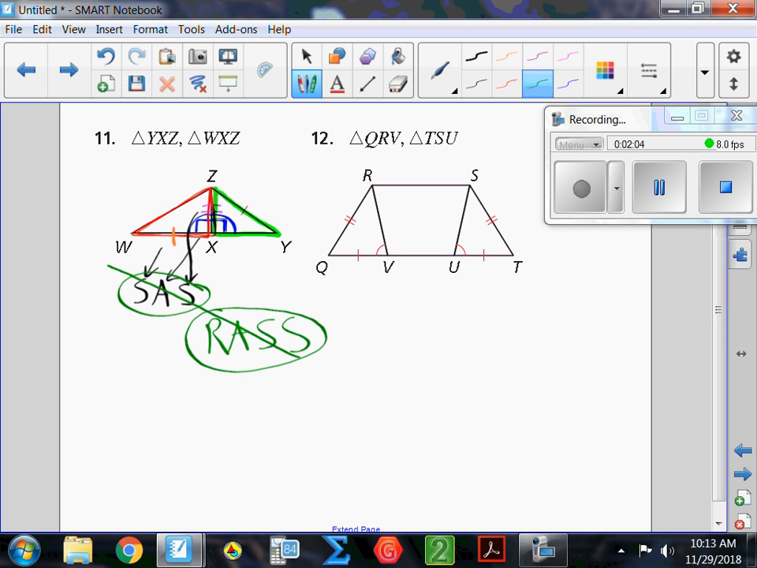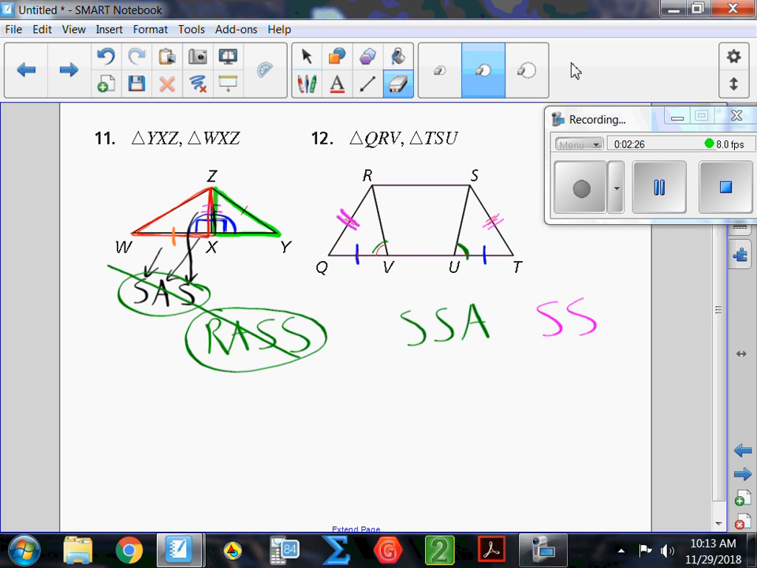On number 12, I have the triangle on the left and the triangle on the right. You can see by the markings that we do have two sides congruent inside each triangle. We also have an angle congruent inside each triangle. The question is, do you have two sides and an angle not in between them, or do you have two sides with an angle in between them?